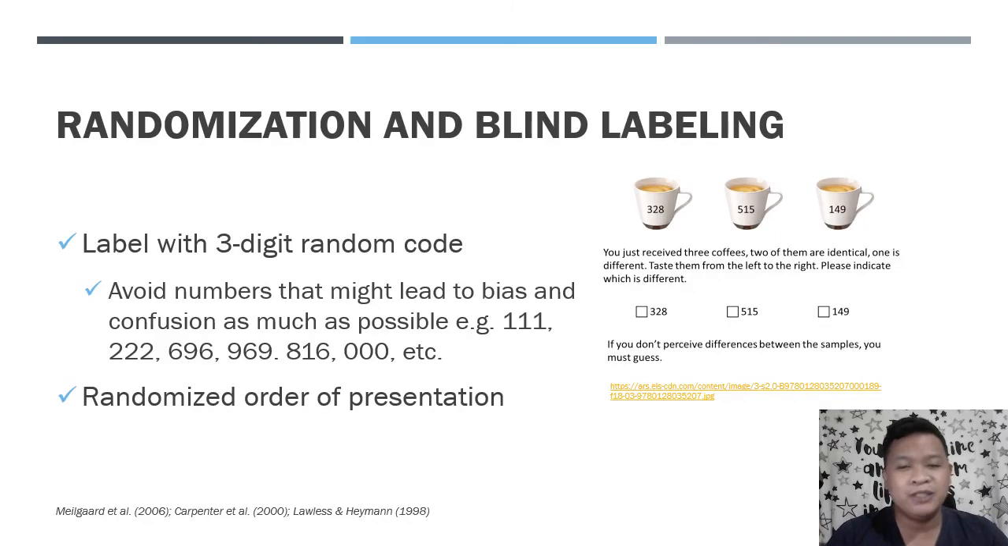So unlike what we usually see in advertisements wherein brands are assigned a letter like brand X, brand Y, the other brand, in sensory evaluation we want to eliminate the bias associated with such labeling, and therefore we use 3-digit codes in place of, let's say, letters. However, we take note that we want to avoid bias as much as possible.